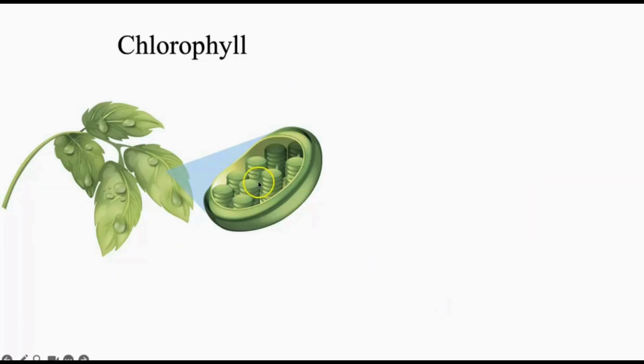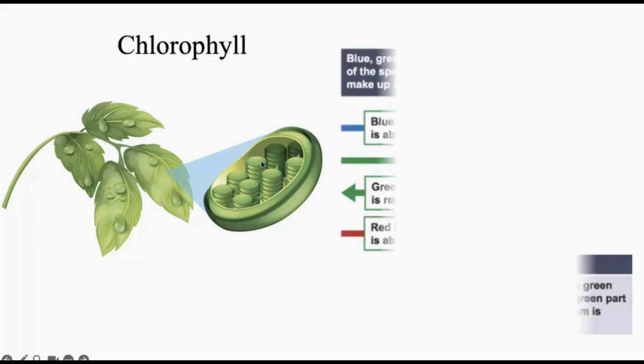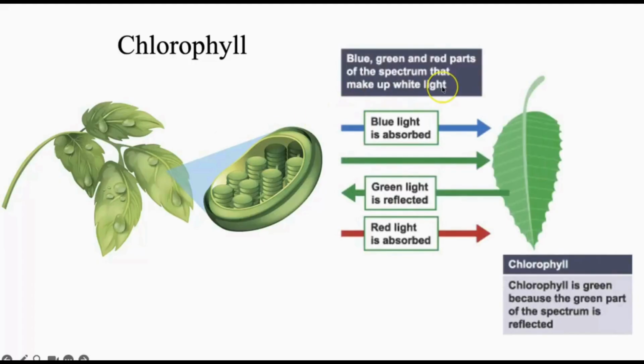The second factor is chlorophyll. Chlorophyll is present in a chloroplast. It is a green pigment, no? It can absorb the light. So the blue, green and red parts of the spectrum make up the white light. As we all know, white light consists of 7 different colors.